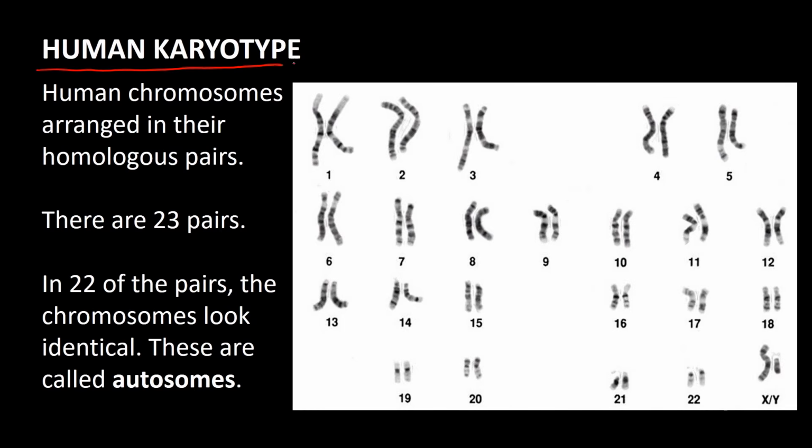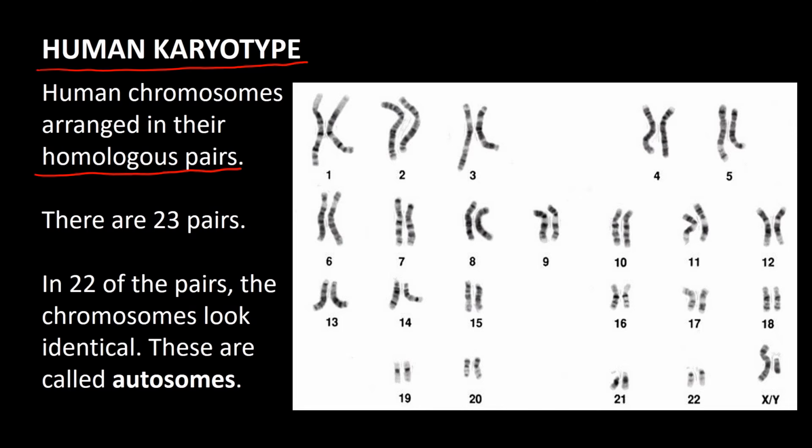Now, you probably also looked at something called a karyotype in class. A karyotype is a photograph taken of all the pieces of DNA, all the chromosomes, as the cell is about to undergo cell division, and then those chromosomes are paired up in their homologous pairs. As you can see, there are 23 pairs of chromosomes because we've got 46 chromosomes altogether, divided into 23 pairs.